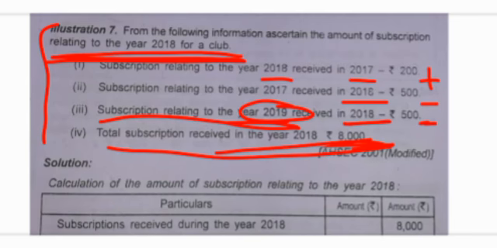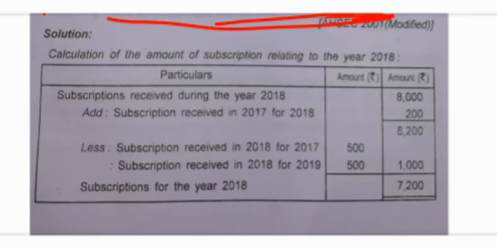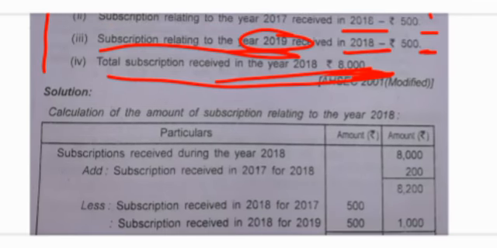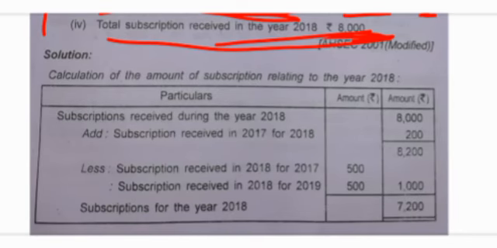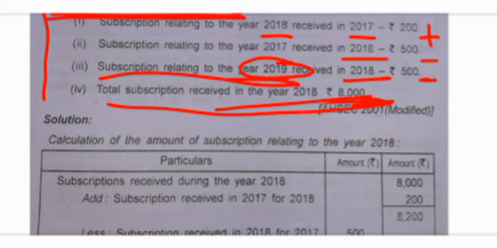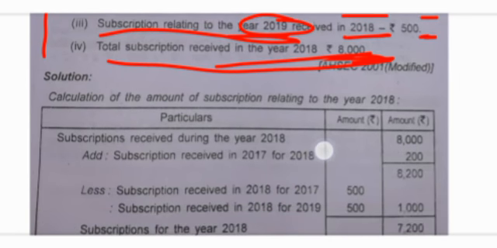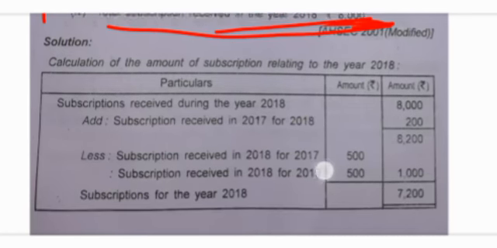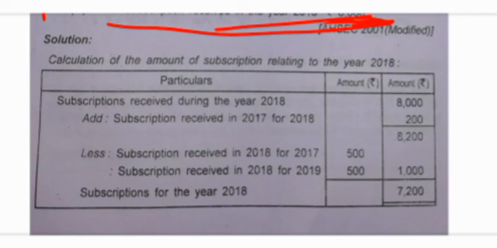Clear? Now you can see the solution. The amounts might be wrong, but you got to know the format. First we have to record the subscription received during the year, which was 8,000. Then we have to add the first point. Then we have to deduct the other 2 points and we will get the amount. Calculate it by yourself and we will get the answer.